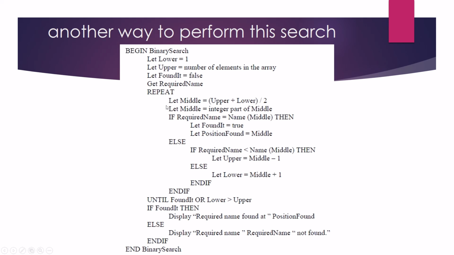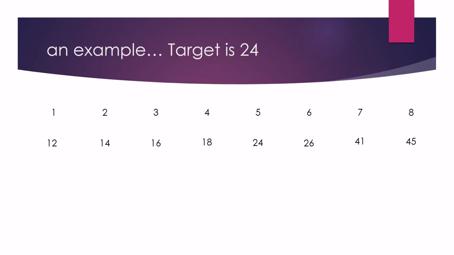So when we look at let middle equal integer part of upper plus lower divided by 2, if the required name is at middle, then let found it equal true. So if we're looking for a value in middle, the index value of middle, if it's true, fantastic. Otherwise, if required name is less than the middle value, let the upper equal 1 lower than the middle, otherwise let the lower equal 1 more than the middle, until it's found. Otherwise it will return found or not found.